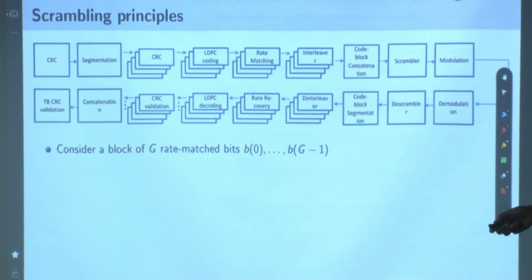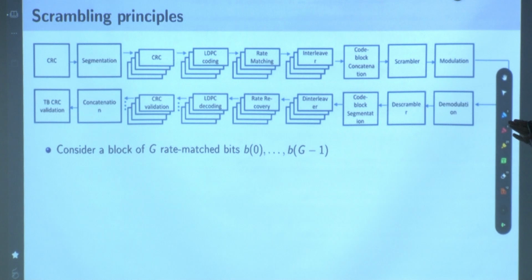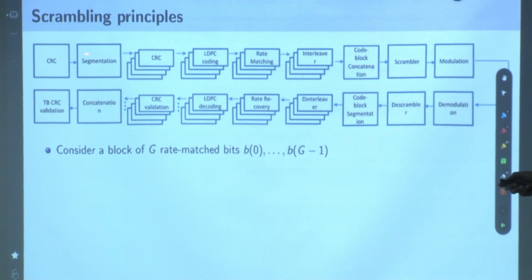We see this transceiver chain, the PDSCH transceiver chain. So we have this complete transceiver chain. The bits are scrambled, then they are modulated. The scrambling is happening at the concatenated code block level. What we are considering here is you take a block of G rate match bits. The total number of rate match bits is G, and they are denoted as b, going up to G minus 1.